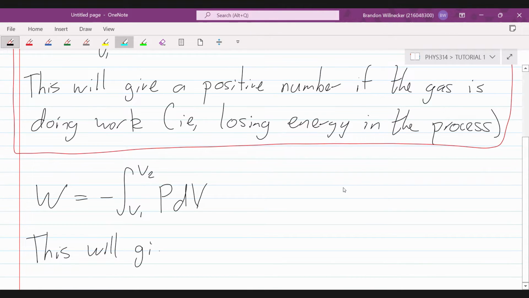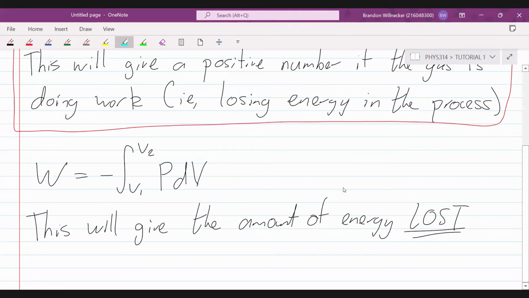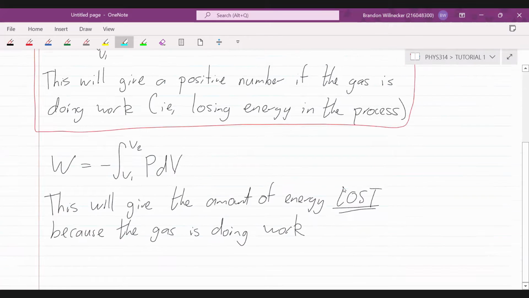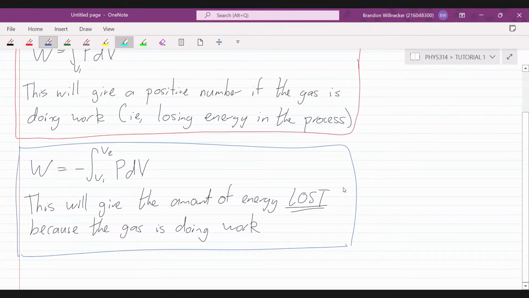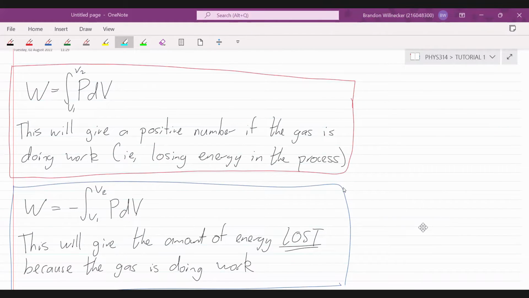This will give the amount of energy lost because the gas is doing work. Okay, let's put that in blue. So in the first case, it's a positive number if the gas is doing work. It's a positive amount of energy that the gas is losing.